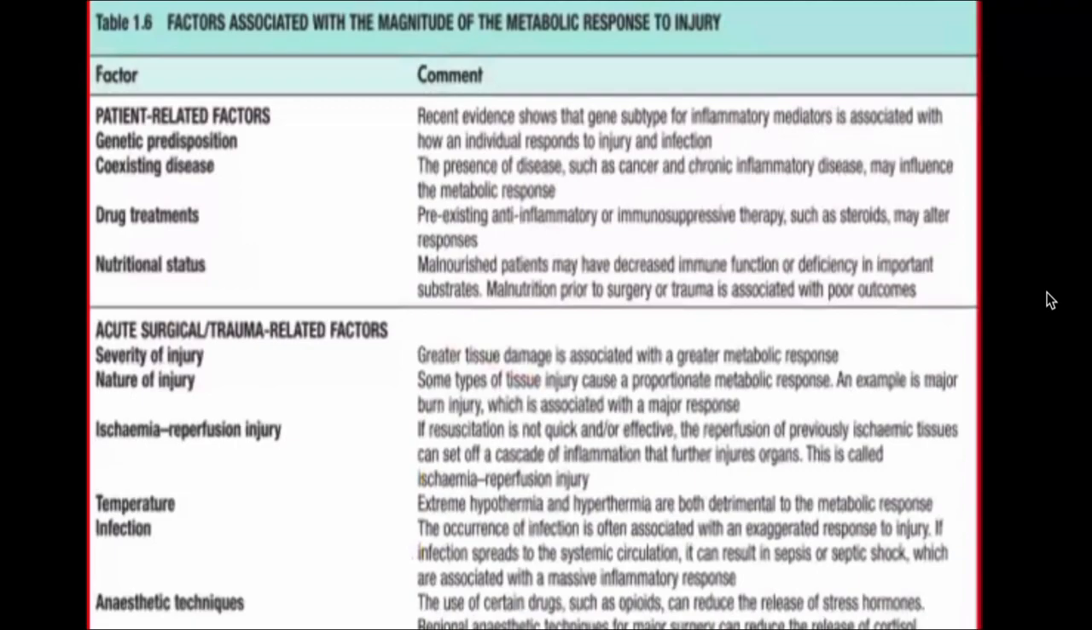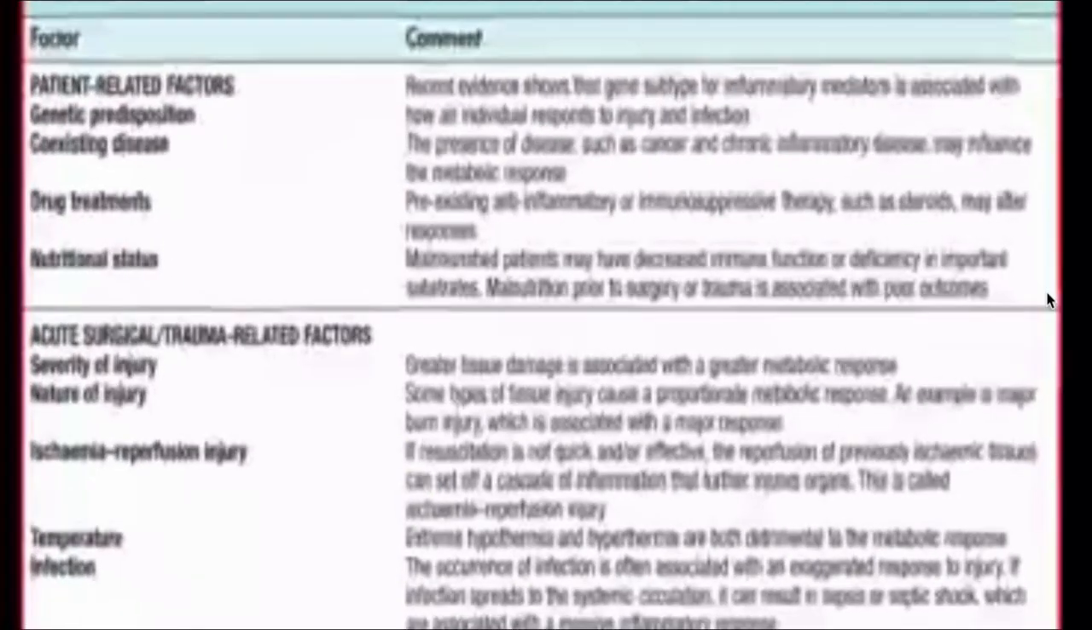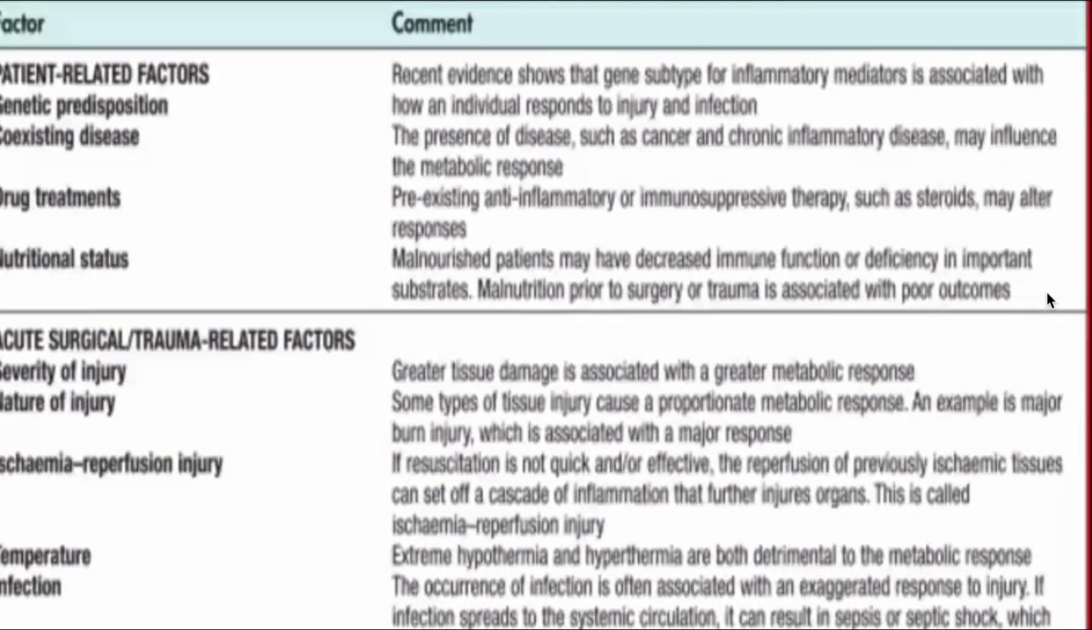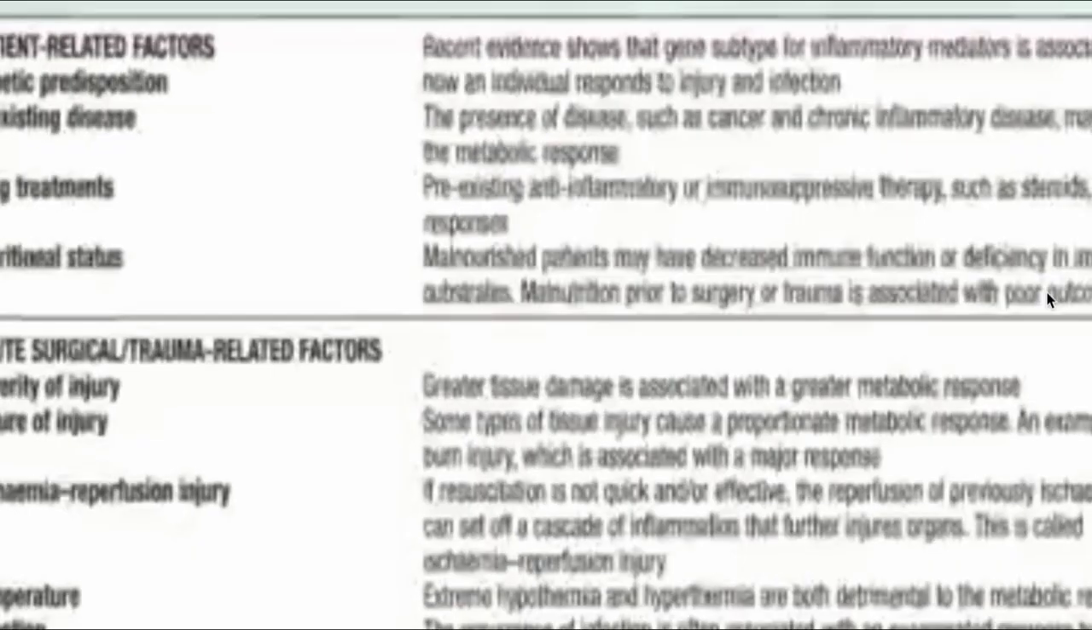Factors that are associated with the magnitude of metabolic response to injury: you can see various factors have been implicated, ranging from genetic predisposition to coexisting comorbidity, like people with diabetes, chronic medical conditions, hypertension, and immunosuppression, like patients on chemo, HIV and AIDS. Response to trauma may vary. Some drugs also interfere with metabolic response to trauma, like chemo and steroids.